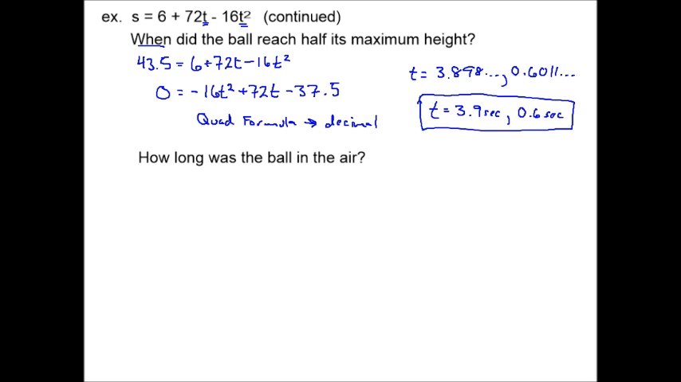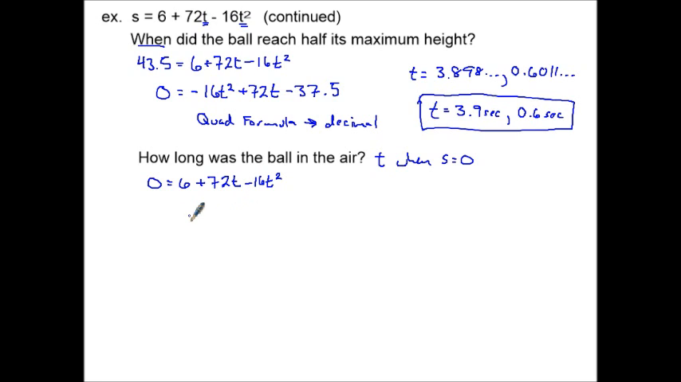Now a follow-up to this is, how long was the ball in the air? Again, we're talking about its actual height. But how long was it in the air? Basically, this is the time when the height is equal to 0. So I can just take my original function and put a 0 in for s. So 0 equals 6 plus 72t minus 16t squared. I think this is a perfect time to use the quadratic formula and not try to do any factoring or goofiness like that, just because the numbers aren't very nice.